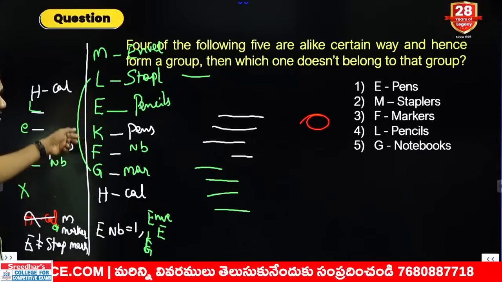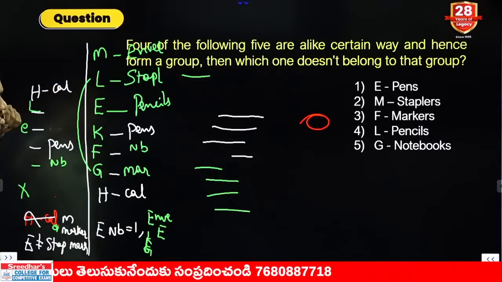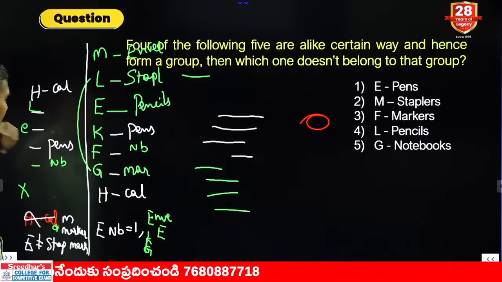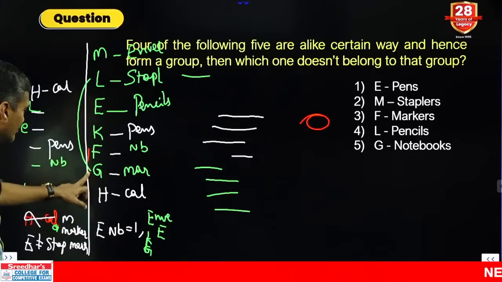Now E is immediately above the pens. M and stapler, M is immediately above the stapler. F and a marker, F is immediately above the marker. L and pencils, L is immediately above the pencils. And G and a notebook. Now G is immediately below the notebook.